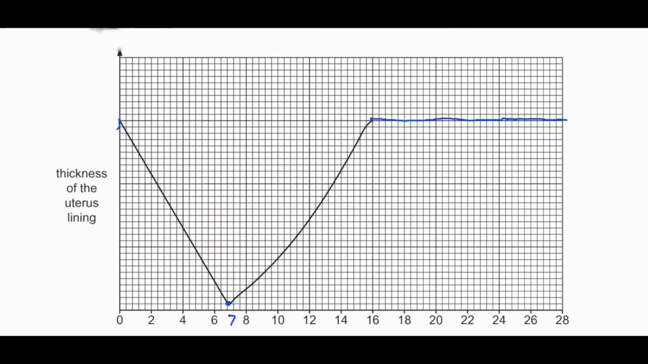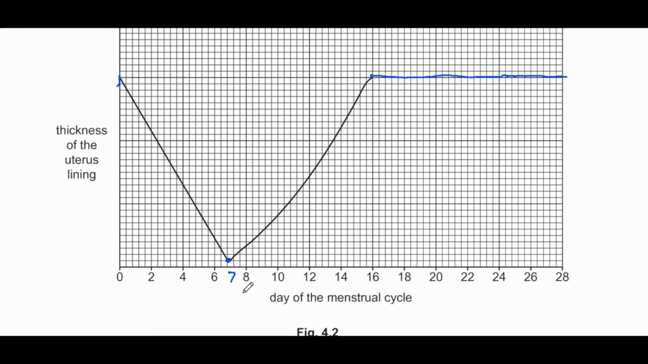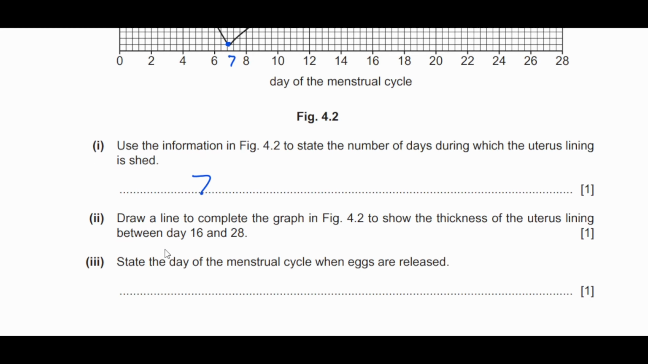Next, state the day of the menstrual cycle where eggs are released. Okay, so you can say any of 3 days actually. You can say day 13, day 14, or day 15. You choose one. Okay, choose one.